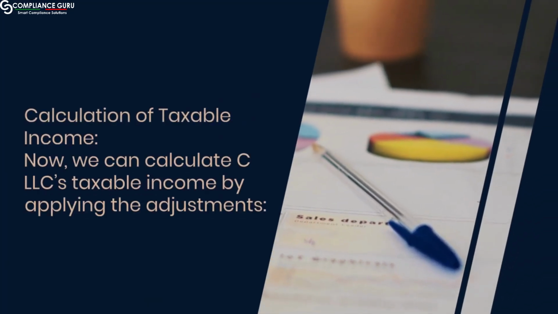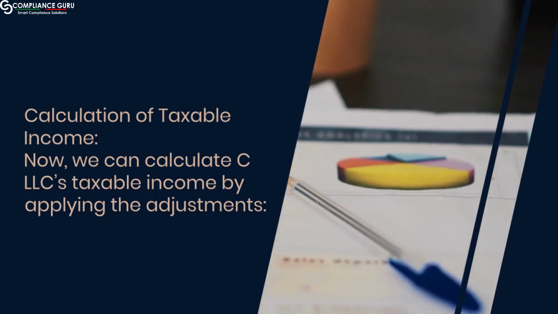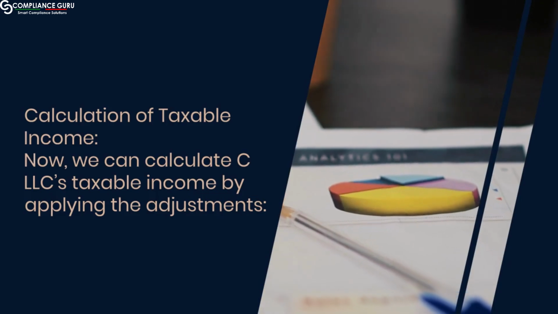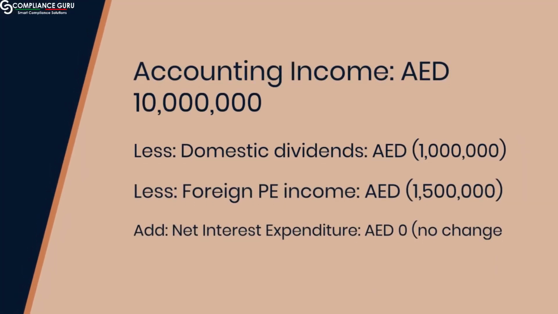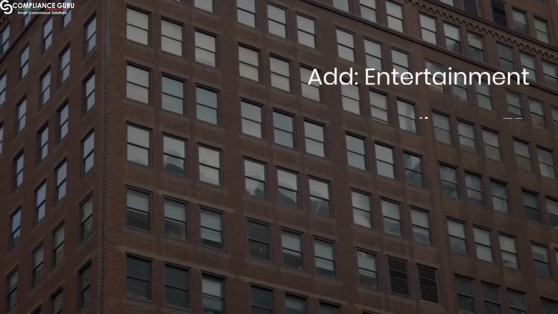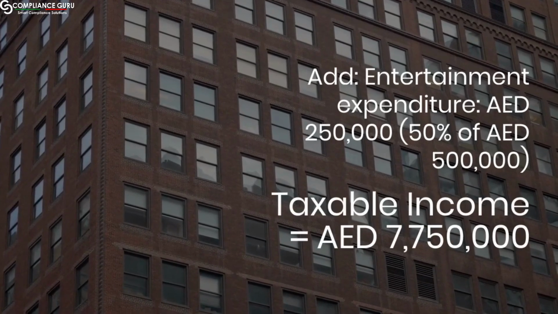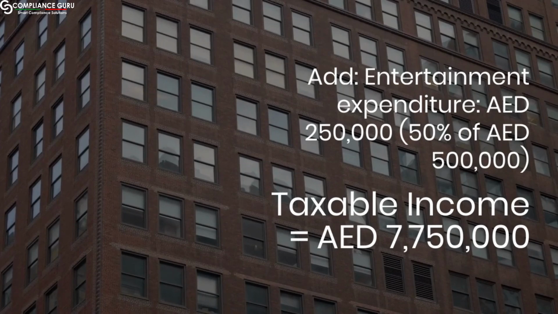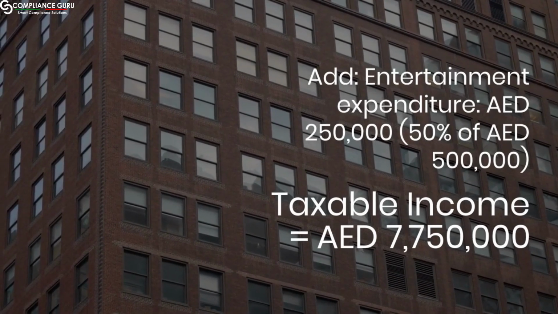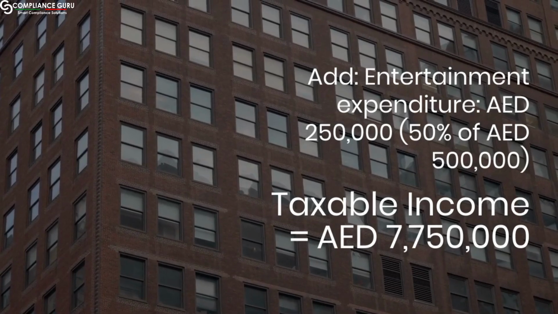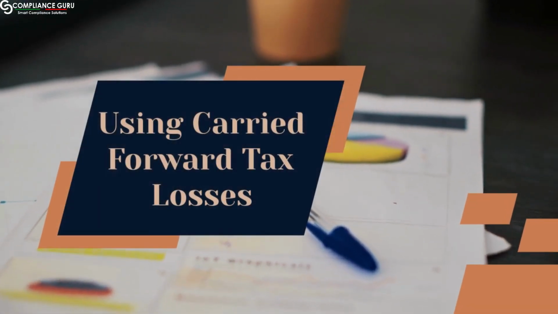Calculation of taxable income. Now, we can calculate C LLC's taxable income by applying the adjustments. Accounting income, AED 10 million. Less, domestic dividends, AED 1 million. Less, foreign PE income, AED 1,500,000. Add, net interest expenditure, AED 0, no change as the full amount is deductible. Add, entertainment expenditure, AED 250,000, 50% of AED 500,000. Taxable income is equal to AED 7,750,000.